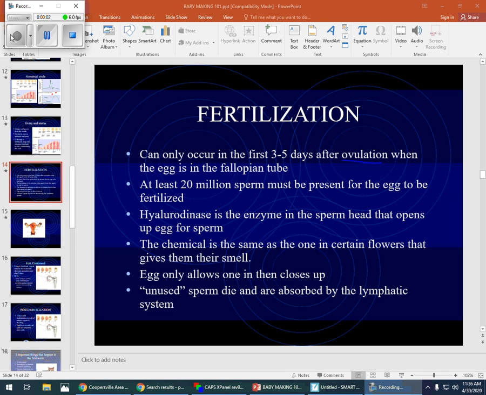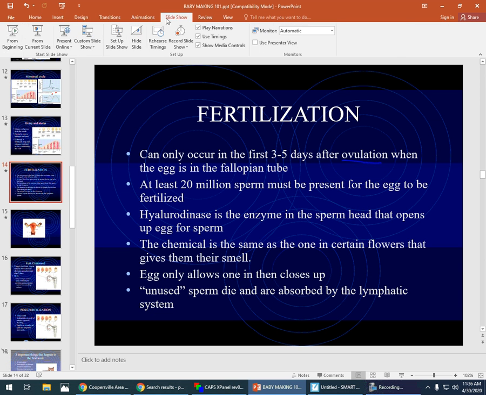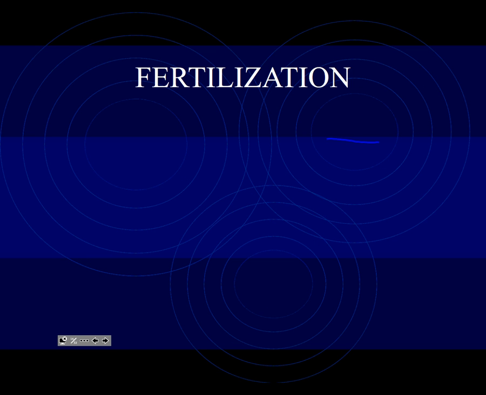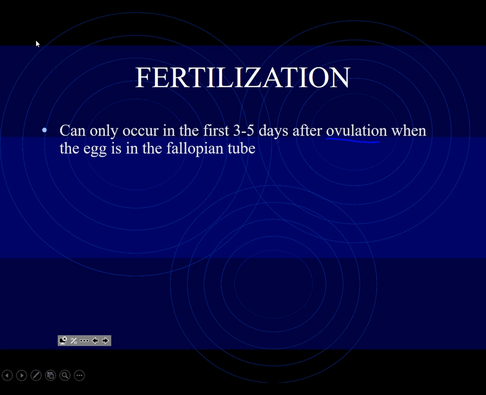Okay, so far we've talked about the anatomy of the male and the anatomy and physiology of the female reproductive system. Now we're going to talk about fertilization. So fertilization can only occur in the first 3 to 5 days after ovulation when the egg is in the fallopian tube.